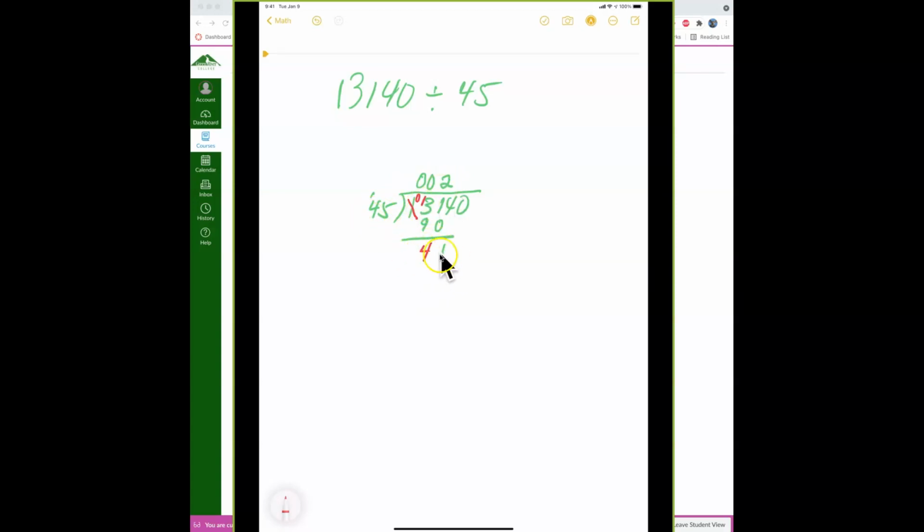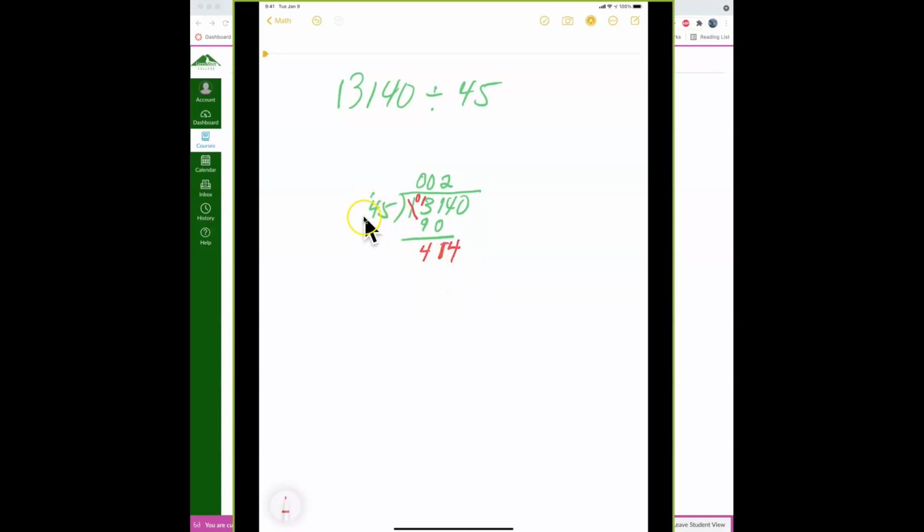This number can't be greater than this number, or you haven't really found how many times 45 goes into this number. All right, so 45 won't go into this number, so we continue grabbing the next number in line and seeing how many times 45 will go into that. So we're looking at this as 414.